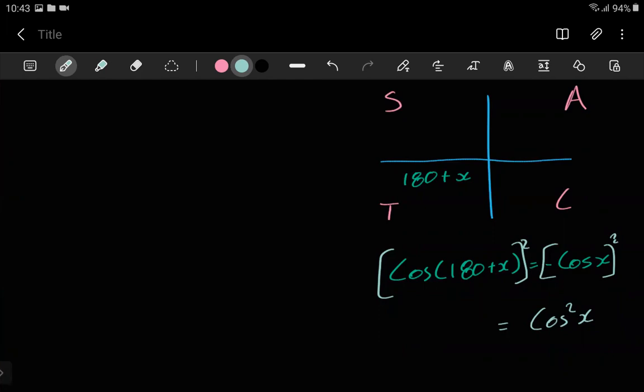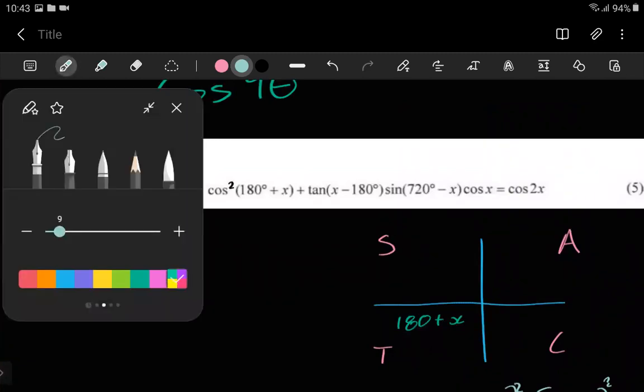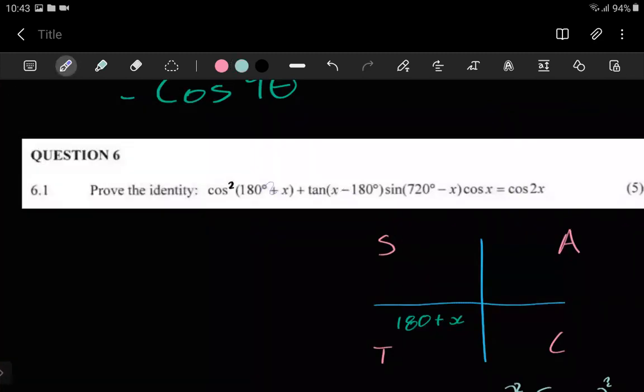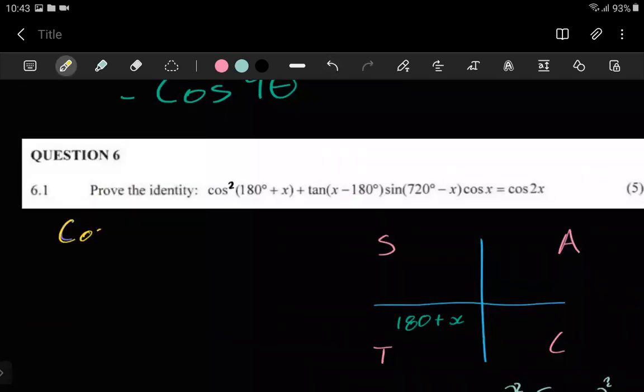Yes, it does. So with this, that's where we can start. We can start off by saying this is just going to be cos, let me write something a bit brighter, yellow. This is going to be cos squared x, and then plus.